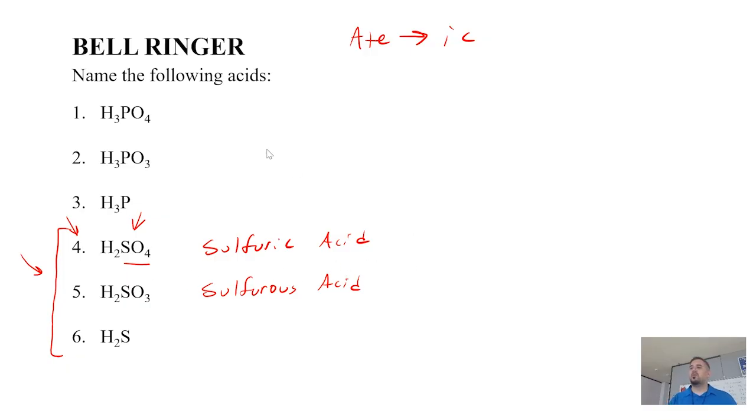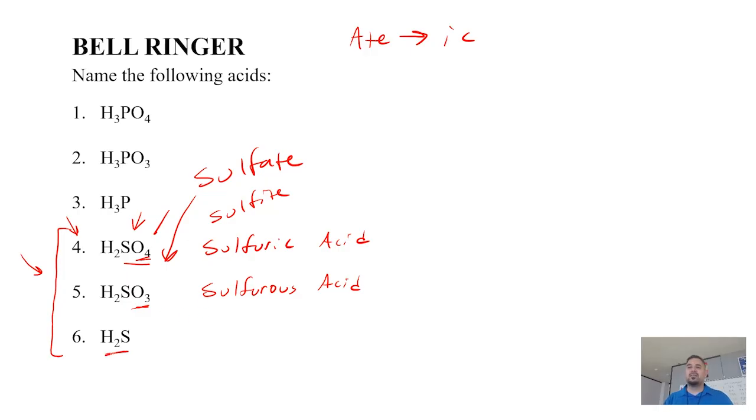Because SO4 is sulfate, right? And then SO3 is sulfite. The only way to differentiate between these two, the one that's got 3 oxygens versus the one that's got 4 oxygens, is the difference in naming. So sulfuric because it's got more oxygens, sulfurous because it's got fewer oxygens. Does that make sense? All right, now let's look at the last one.